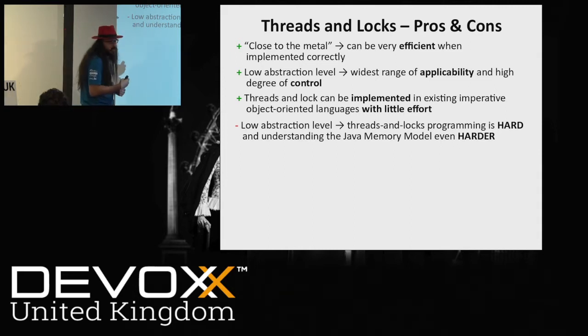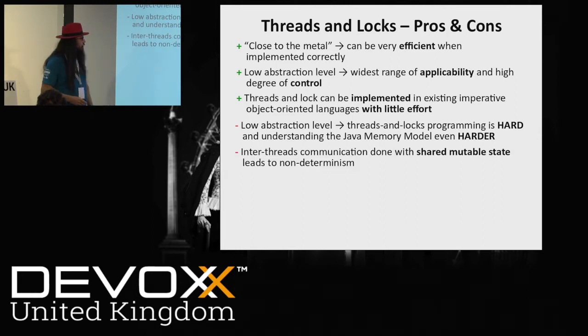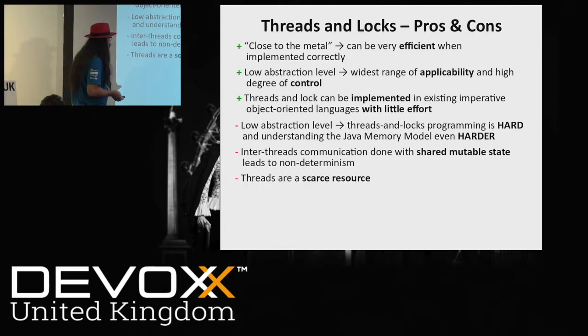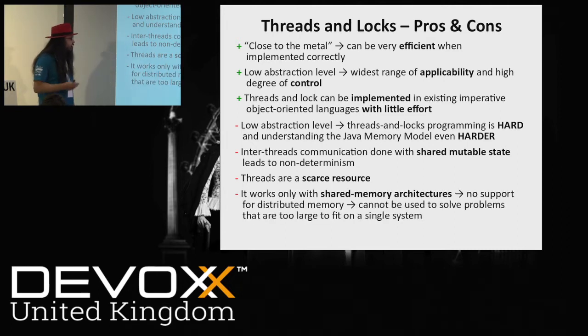Again, as I said, being a very low-level abstraction is also a disadvantage because doing thread and lock programming is harder, and understanding the Java memory model is even harder. Okay, the communication between threads is done by mutating the value of variables shared among the different threads. Okay, threads are a scarce resource. You cannot have 100,000 threads on your JVM. Okay. And since it is based on this shared memory architecture, you have to have everything on the same JVM. Okay, you cannot have distributed locks.